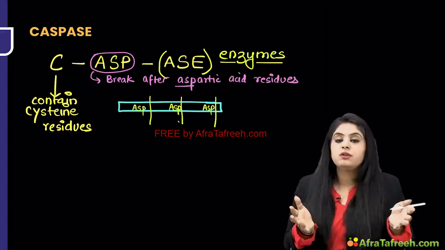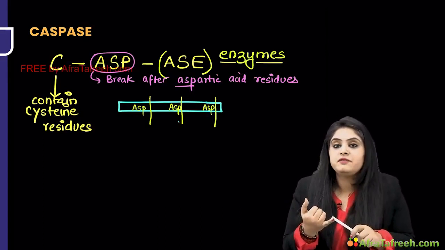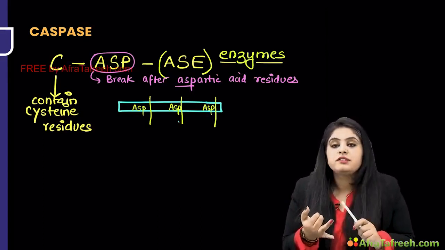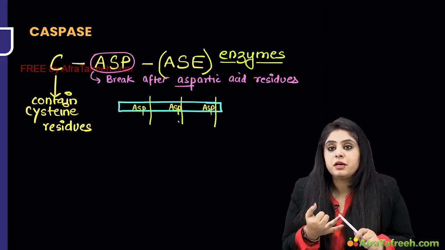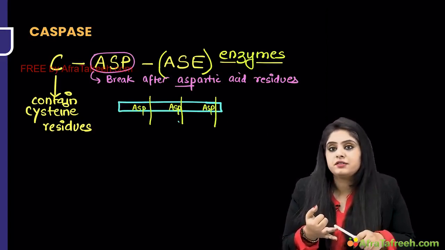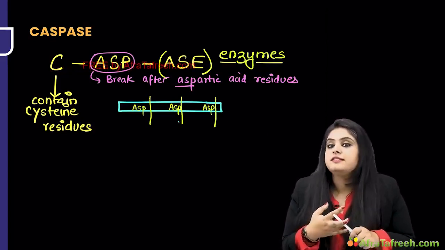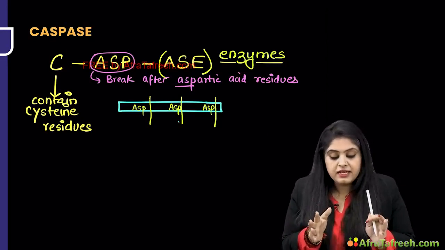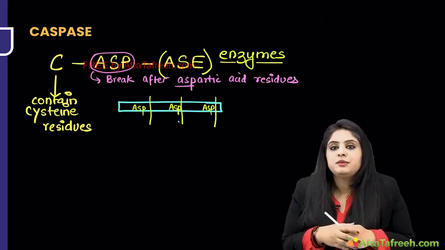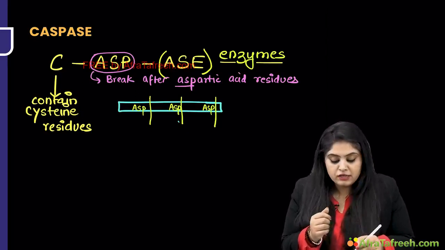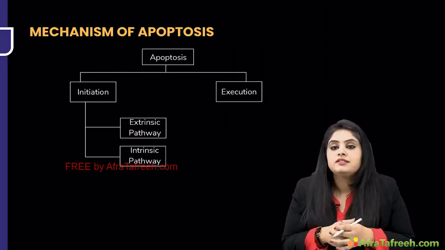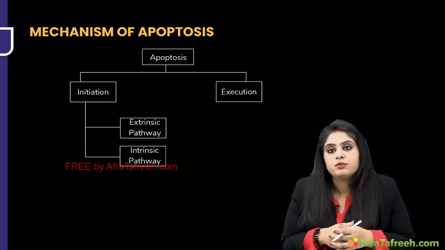So simple, you've done all the three alphabets. What is C standing for? It contains cysteine. What is ASP standing for? It is going to break after aspartic acid residues. And what is ASE? It's an enzyme. Now, having said that, there are many types of caspases. Numbers are going to come your way. So it's now time that we go ahead and study the mechanism of apoptosis.